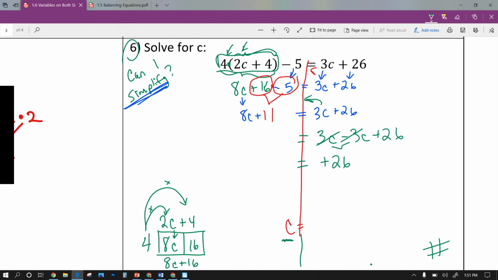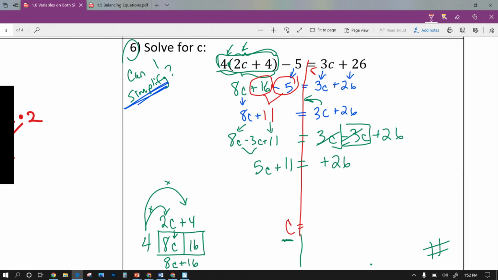On the left side, though, remember, I subtracted 3c on the right. In order to keep my equation balanced, I need to subtract 3c on the left. 8c minus 3c, and then I have to bring down my 11. 8c minus 3c plus 11 equals 26. 8c minus 3c is 5c. 5c plus 11 equals 26.